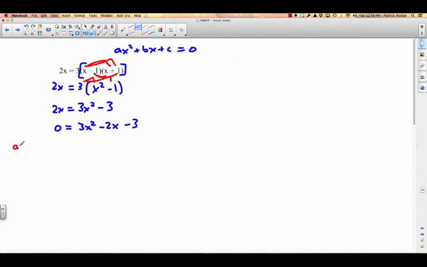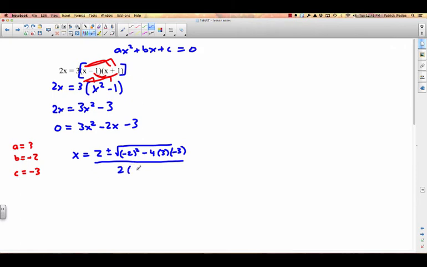A equals 3, b equals negative 2. You don't have to write these down like on a test or something. Just doing it so you're clear how I'm getting my answer. X equals negative b, so negative negative 2 is positive 2, plus or minus square root b squared, so it's negative 2 squared, minus 4a, that's 3c, negative 3, all divided by 2a.